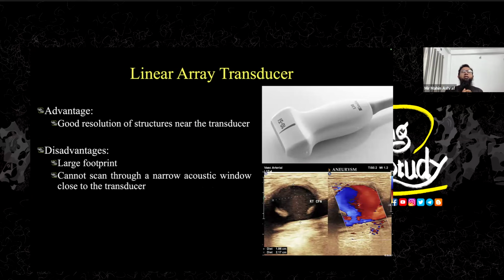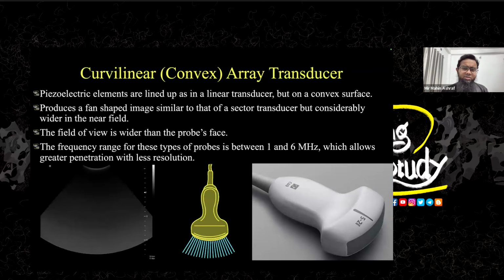Anyway, the main disadvantage of this transducer is that it cannot help you to see the deeper structures. So when you are trying to see the deeper structures, you definitely have to shift to another transducer. And to see the deeper structures, the most common transducer is the curvilinear or convex transducer.